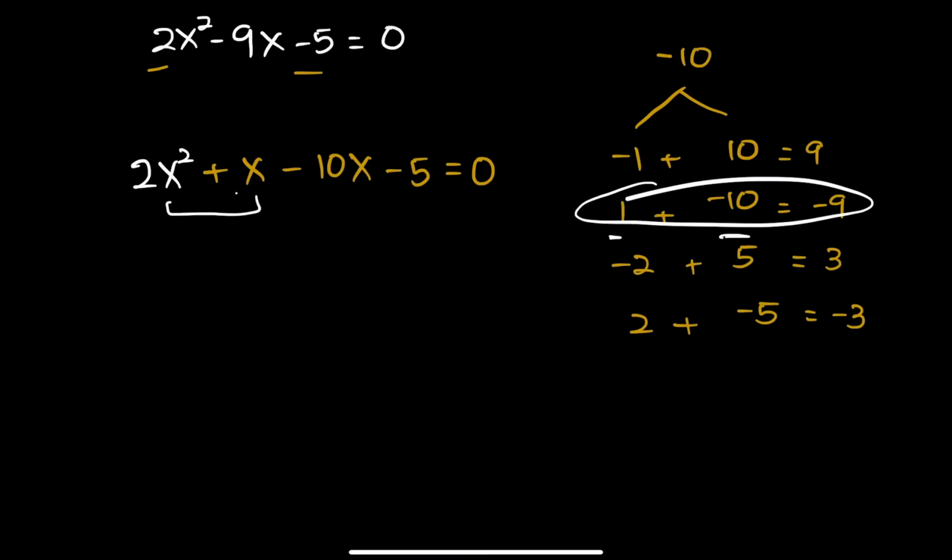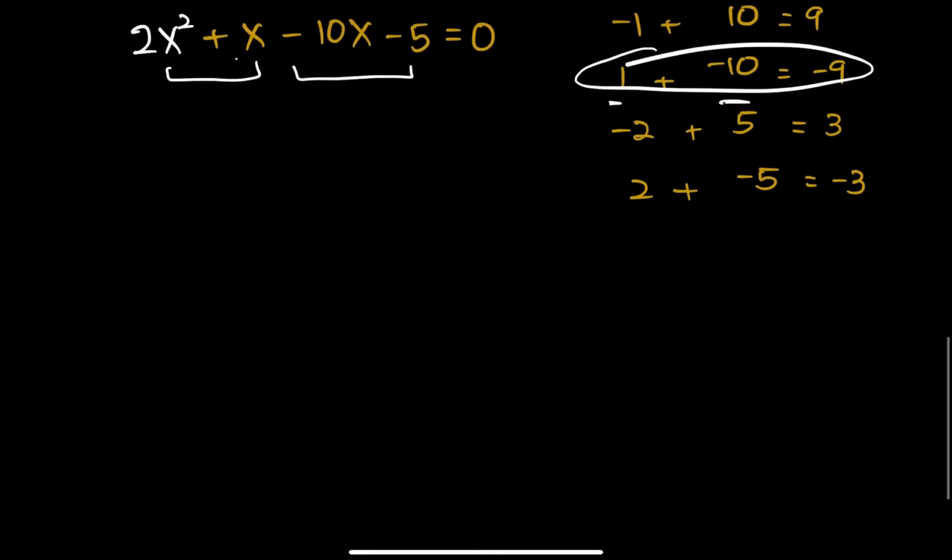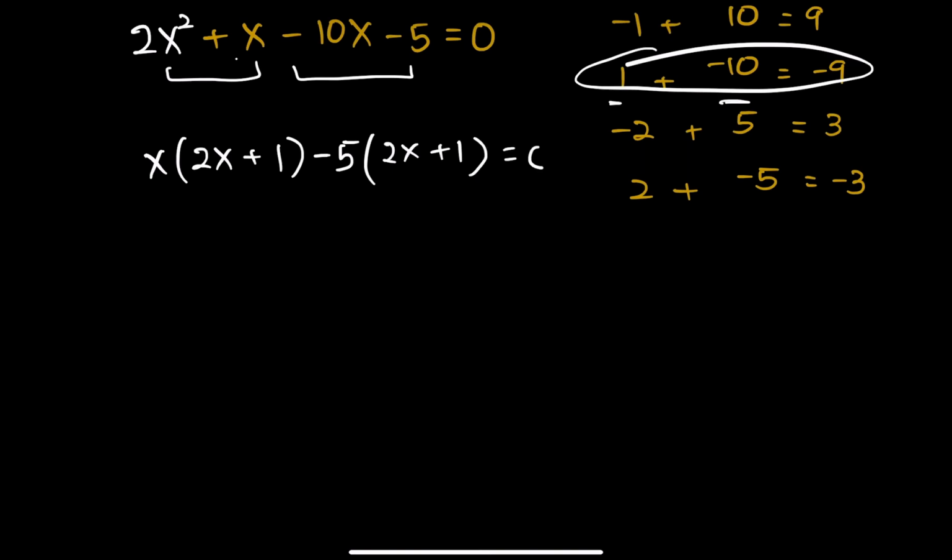So first two terms, last two terms. First two terms first. So 2x squared plus x, highest common factor is x. 2x squared divided by x gives you 2x. And then x divided by x is just 1. Alright. And then we have negative 10x and negative 5. So the highest common factor here is, well, actually we can also factor out the minus, right? So negative and then 5, okay? So negative 10x divided by negative 5 gives you 2x. And then negative 5 divided by negative 5 gives you positive 1, right? And this is still equal to 0.